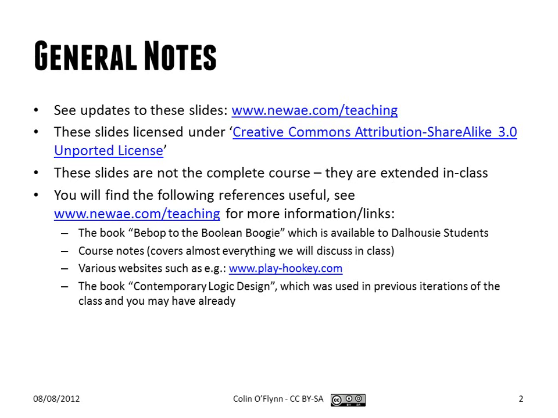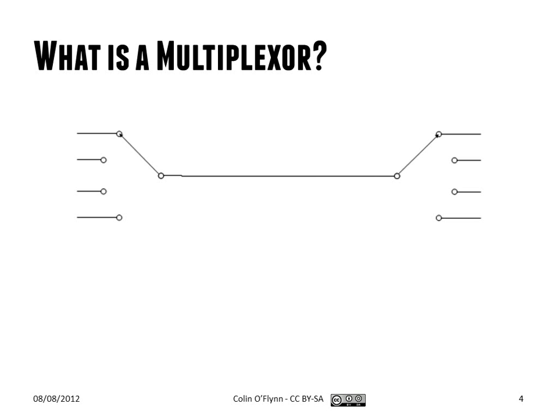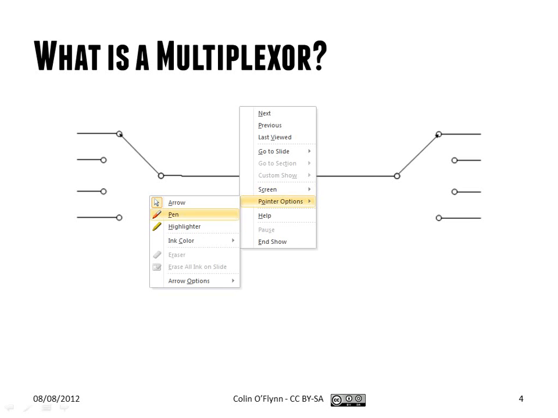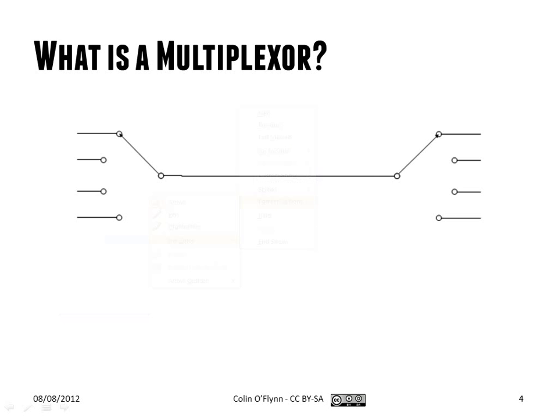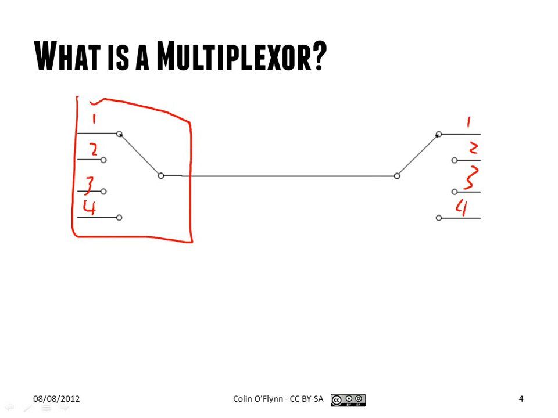The next thing we talked about was multiplexers and demultiplexers. A multiplexer is just a way of selecting between a whole bunch of different inputs. So here we have input 1, 2, 3, 4, output 1, 2, 3, 4. So this is a multiplexer, or mux.